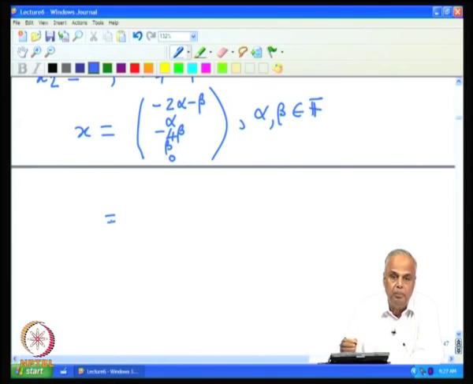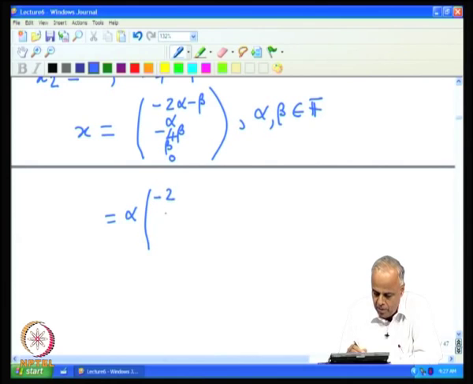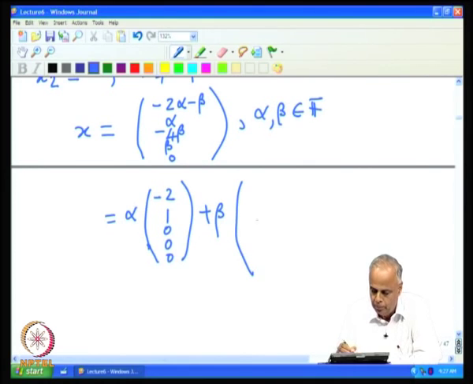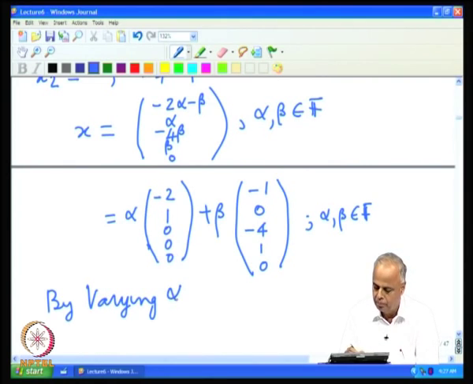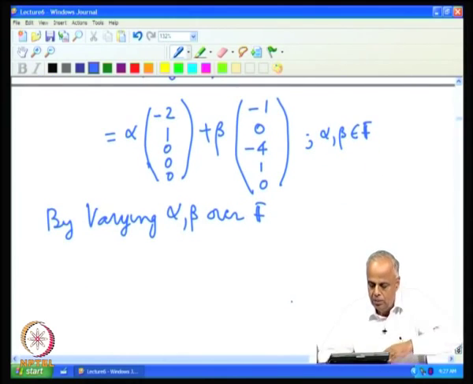Or we can separate alpha and beta, the two degrees of freedom we have, and write it as alpha into (minus 2, 1, 0, 0, 0) plus beta into (minus 1, 0, minus 4, 1, 0), with alpha, beta belonging to F. Now, by varying alpha and beta over F, we get all the solutions.